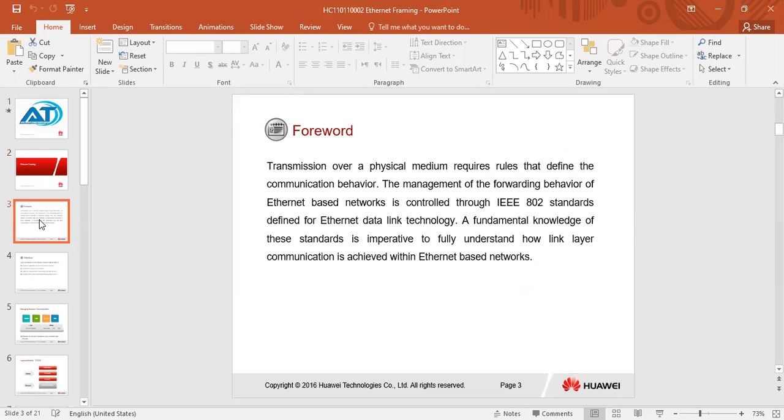As you all know, to communicate between two devices, we need a transmission media, a transmitter and a receiver. To communicate between these entities, we follow certain rules which are defined by IEEE. IEEE also defined the pattern of framing. So today we will discuss the different formats of framing.